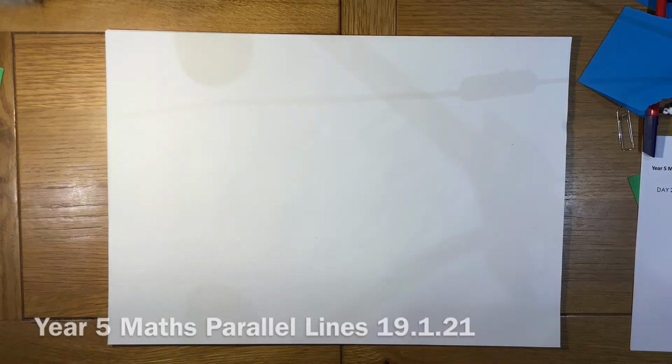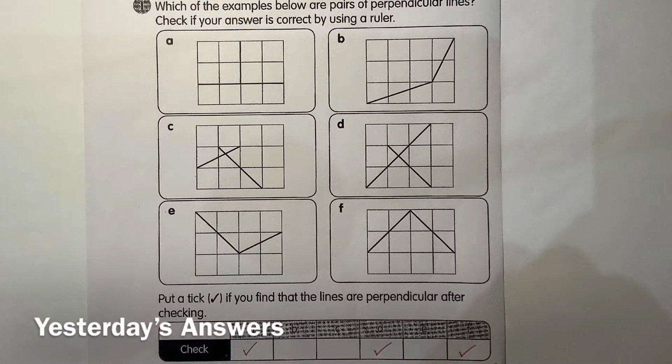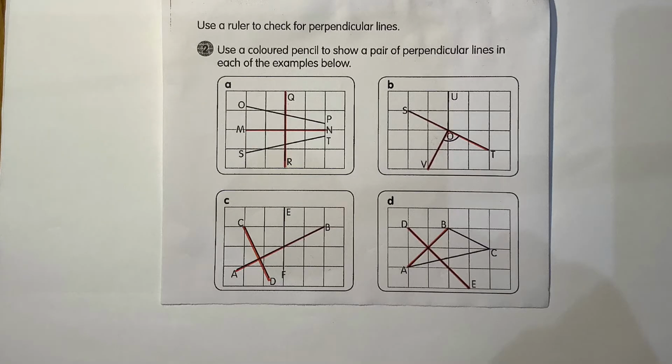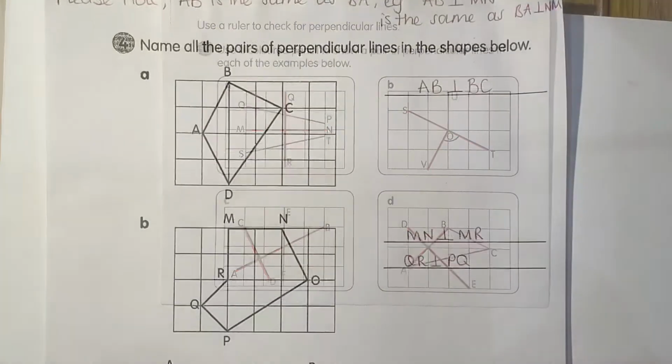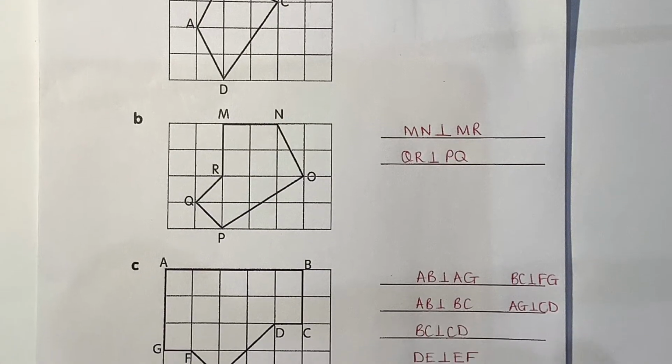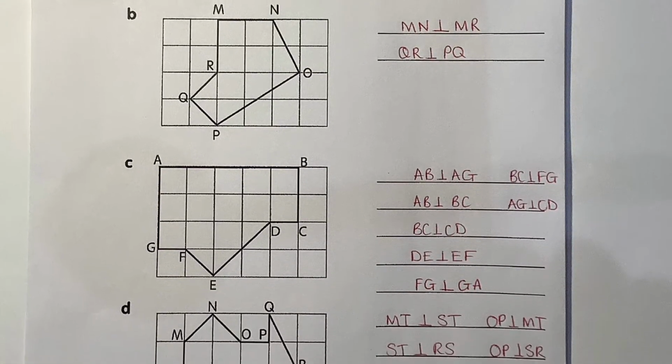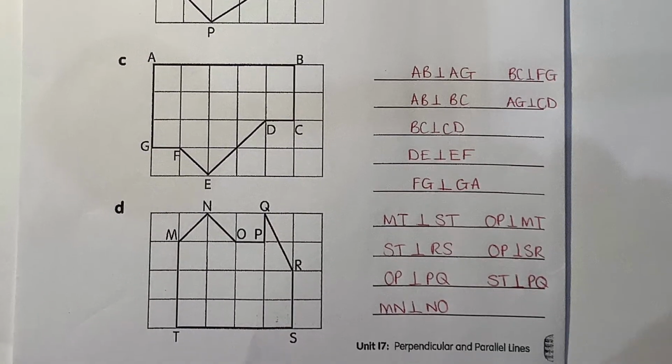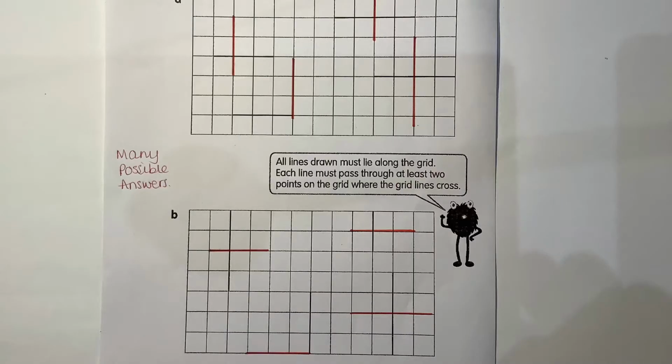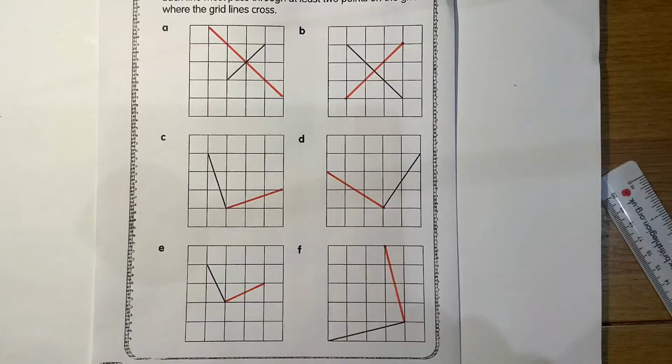So today we are going to continue our work on lines. Here are yesterday's answers for you. Please be aware I haven't worried too much about which way round the letters are when I've named a line, and I don't want you to worry too much either. Your answer might not look exactly like mine, but it still could be correct.